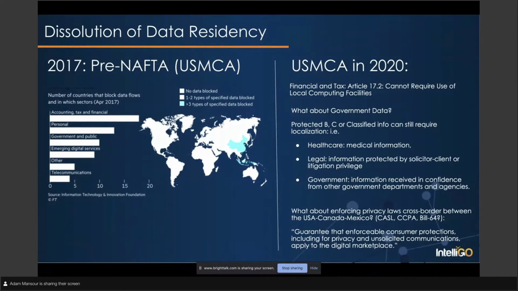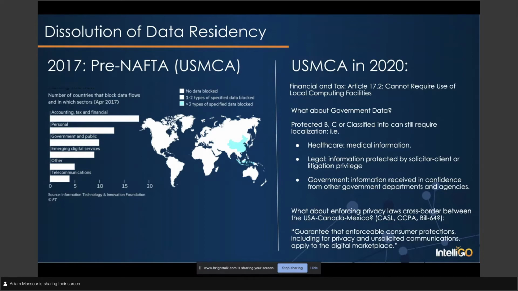One of the goals that USTR set up during the renegotiation of NAFTA in August of last year was that they wanted to make sure that you had a little bit more free and open capability to buy things like hosting services or other technology services between the USA, Canada, and Mexico. As a result, the USMCA, the USA, Mexico, and Canada agreement, was set in stone and changed a lot of the regulations about what forced you to keep things in country. So financial and tax information can no longer be kept in country.